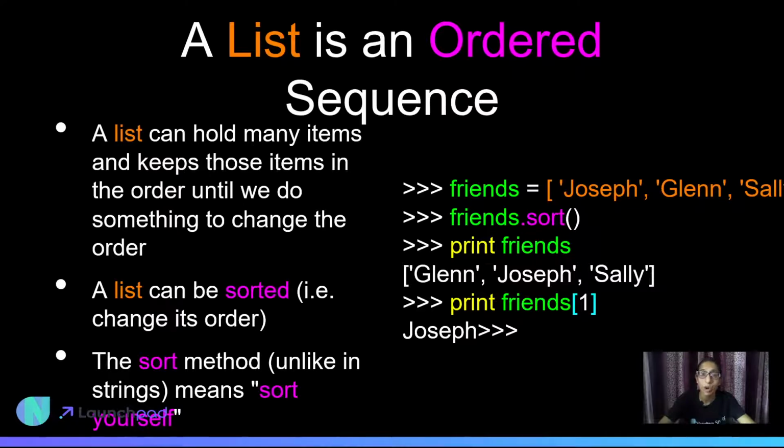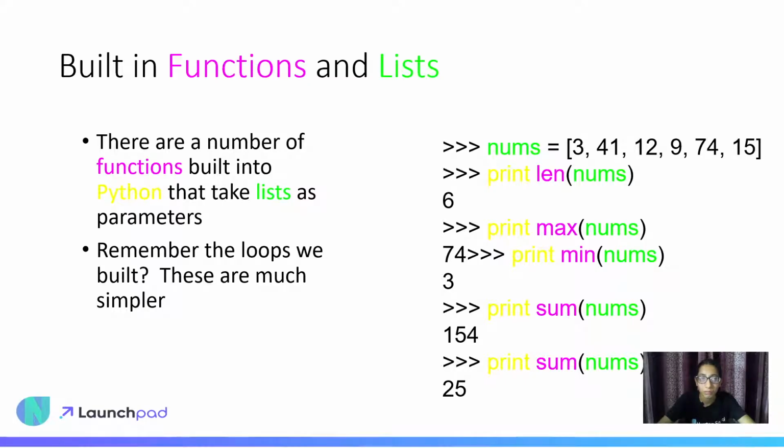Now, a list is an ordered sequence. Yes, it is an ordered sequence. A list can hold many items and keep those items in order until we do something to change the order. A list can be sorted, that is, its order can be changed. The sort method means sorting, like sorting my name. I have to get the names in alphabetical order, higher to lower or lower to higher. Okay, that is what sorting does.